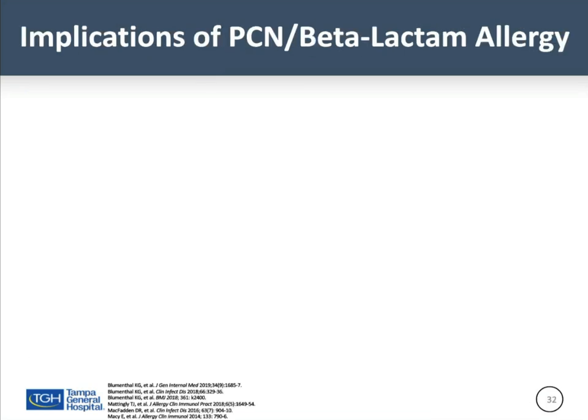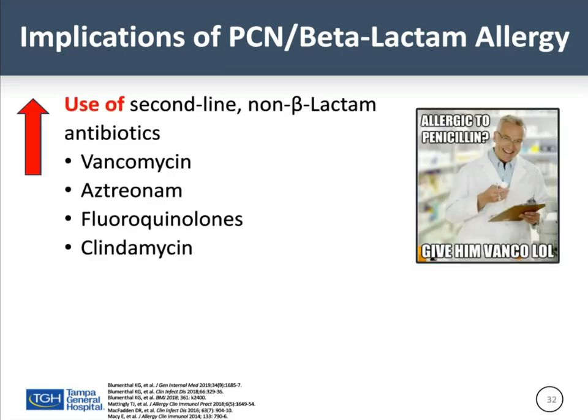So what does it mean when a patient is labeled with a penicillin or a beta-lactam allergy? Well, it means that we're using a lot of second-line non-beta-lactam antibiotics, mainly vancomycin, aztreonam, fluoroquinolones, and clindamycin. This is both in the surgical prophylaxis setting, but then also clinically to treat infections.